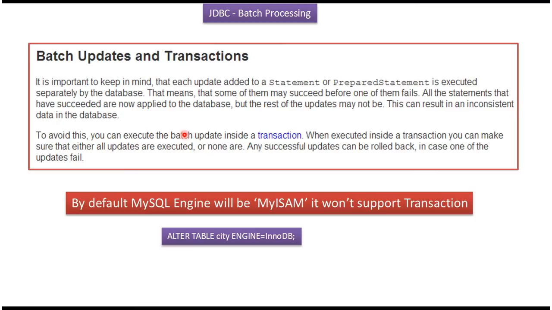Suppose we are executing a batch, and in that batch some 100 SQLs are there. From those 100 SQLs, suppose 50 SQLs are successful and 50 SQLs have failed. In that case, if you are not using transaction management, it will create inconsistent data in the database. To avoid that, we have to use transaction management. If you are using transaction management and 50 SQLs are successful and 50 have failed, we can roll back the entire transaction. If all SQLs are successful, we can commit the changes in the database. In that way, we can avoid inconsistent data in the database.